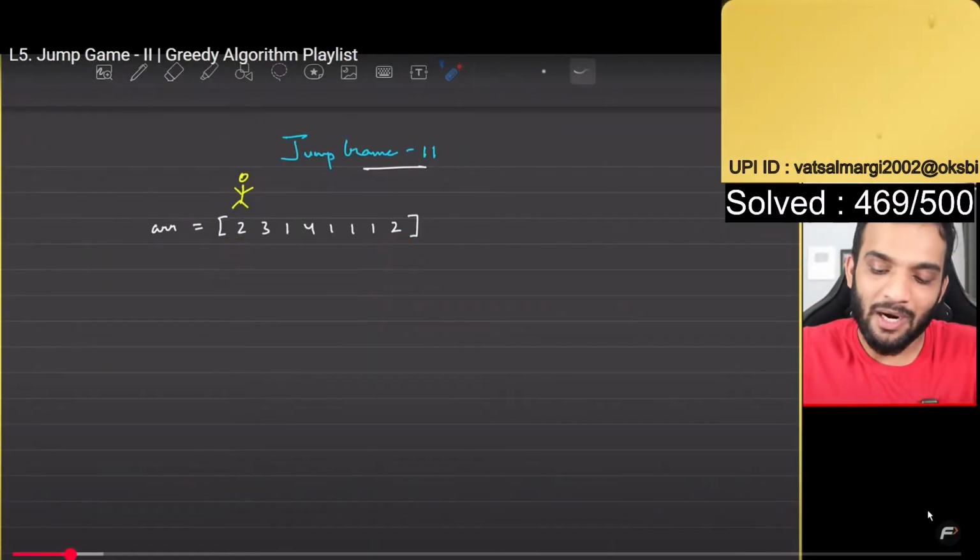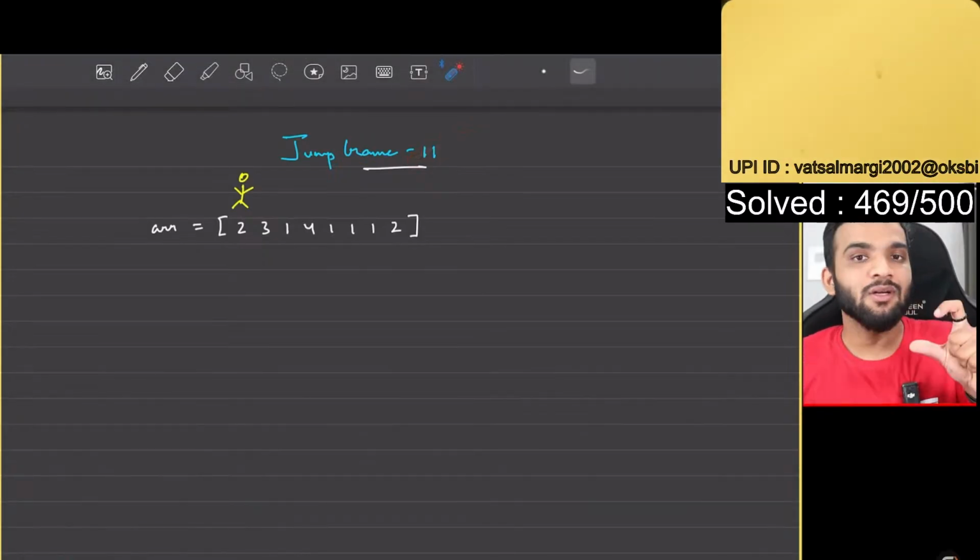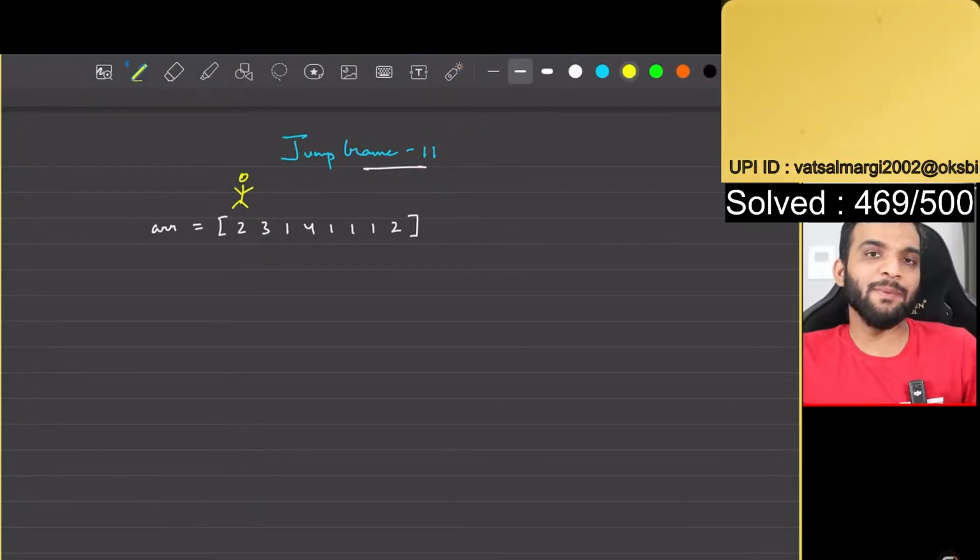That you will definitely reach the end. In part 1, the question was, will you reach the end? Over here, the question is, tell me the minimum jumps that you will take to reach the end. Got it? So what will be the answer for this particular test case?